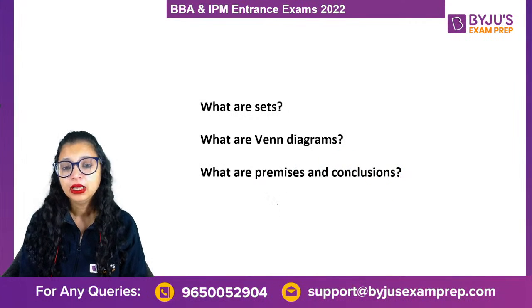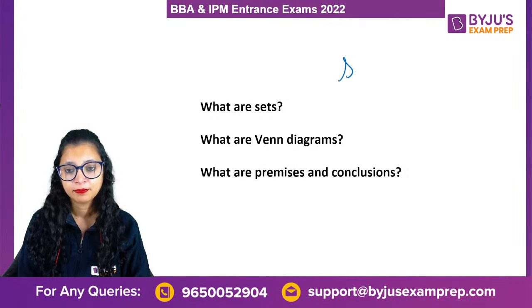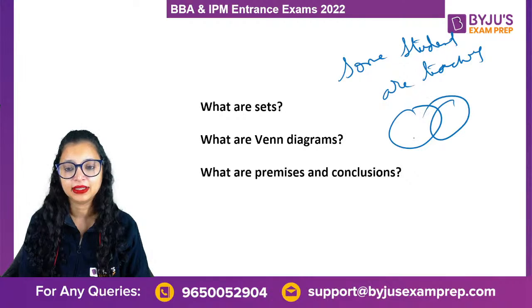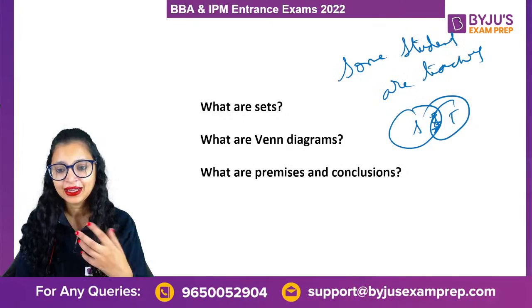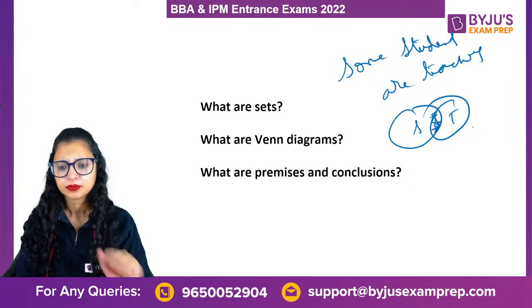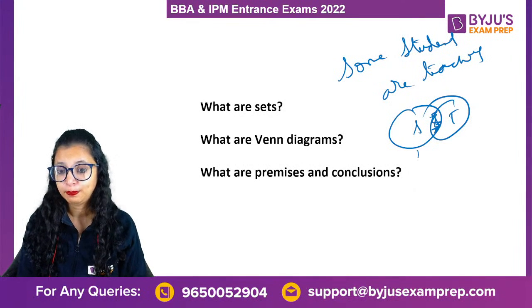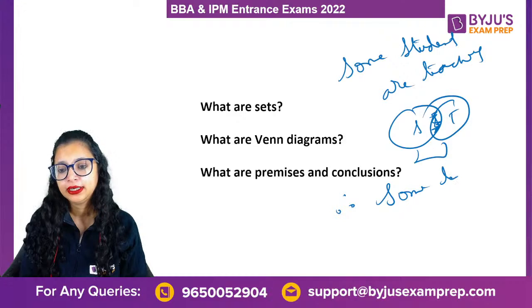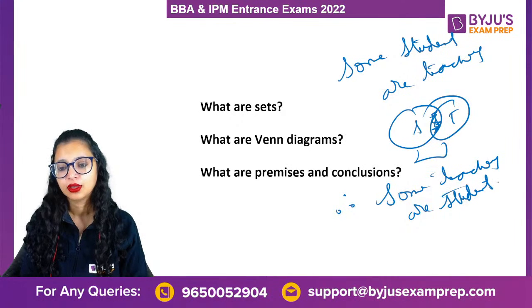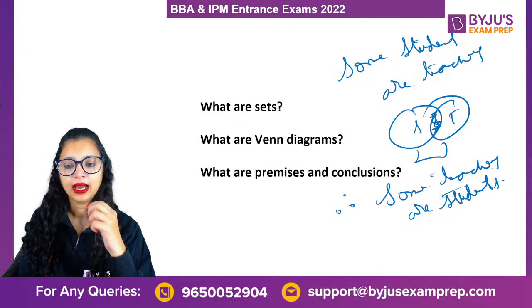So for example, if the examiner gives us a premise saying some students are teachers, we make a Venn diagram like this. Some students are teachers. Okay, this part of students is also teachers. Now, can I also conclude by looking at this that therefore some teachers are students? Can I conclude this, everyone? I'll repeat.